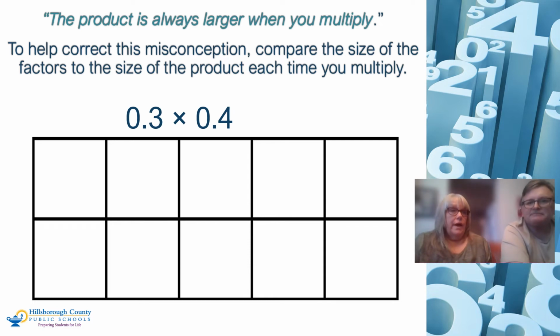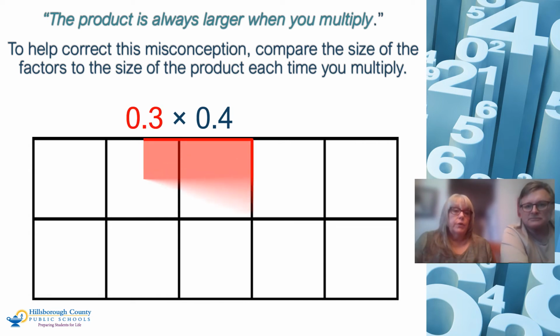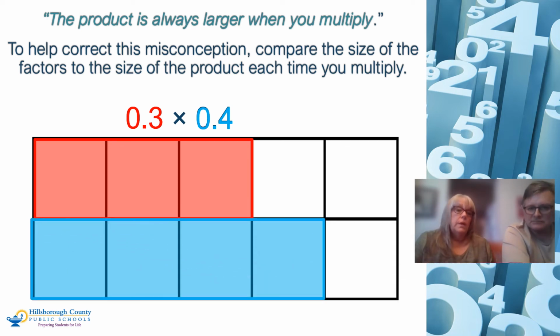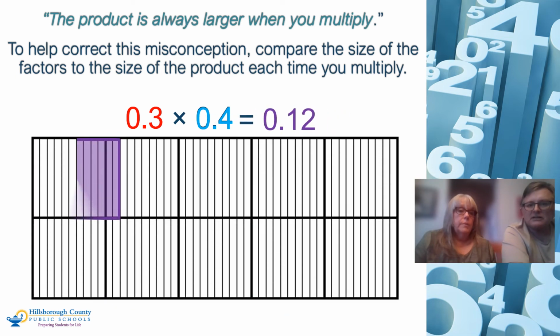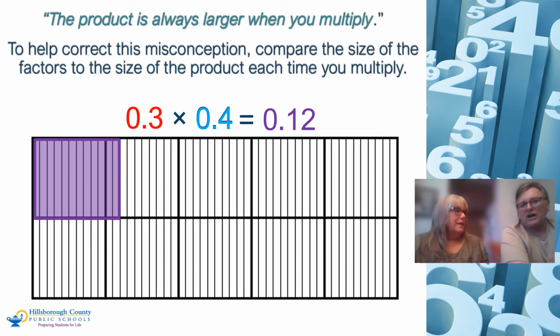I also want to have them visualize both of those factors and visualize the product. If I visualize what 3/10 looks like, here it is. If I visualize what 4/10 looks like, you see it in blue. Think in your mind how big those pieces are, the 3/10 and the 4/10. Now we're going to look at the product. We know that the product was 12 hundredths. Here are my 12 hundredths. What do you notice about the size of the 12 hundredths? It's way smaller than either factor, either the 3/10 or the 4/10. That would be really important for kids. It is very important for students to see that the size of the product is smaller than the size of the two factors.